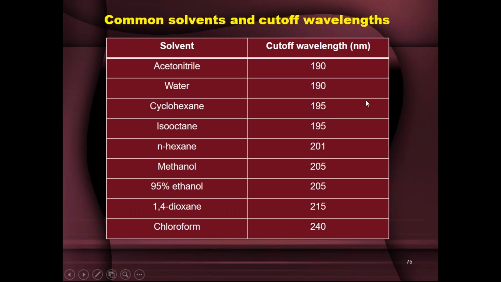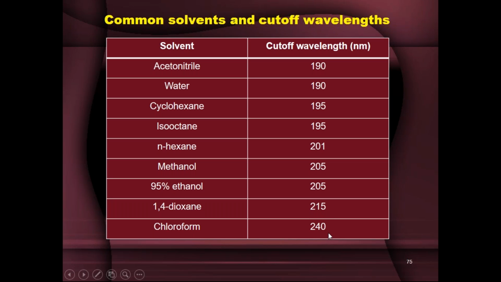Then you have cyclohexane 195, isooctane 195, n-hexane 201, methanol 205. That means if you want to observe at 200 nanometers, methanol would not be suitable because it will also show absorption at 200. Above 205, it will not show any absorption. 95% ethanol, also 205.